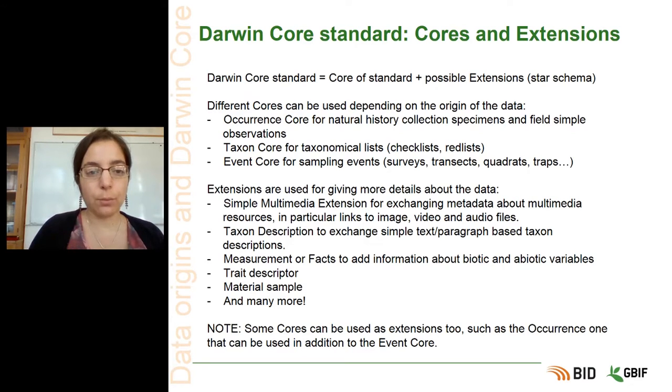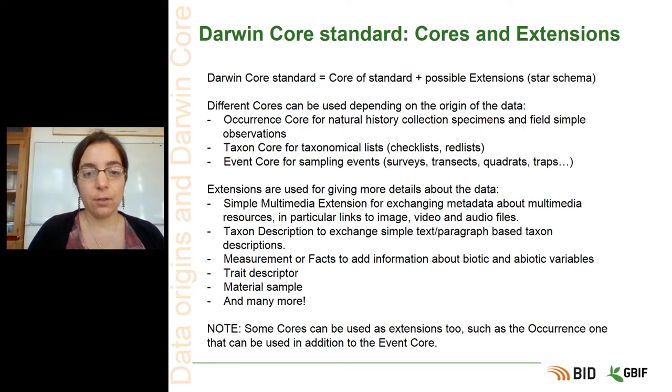In order to be able to publish different types of data, with different origins, we use the Darwin Core standard with what we call cores and extensions. The Darwin Core standard is comprised of a core and possible extensions that form like a star schema. Different cores can be used depending on the origin of the data.